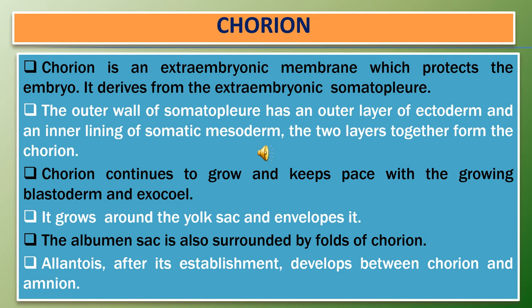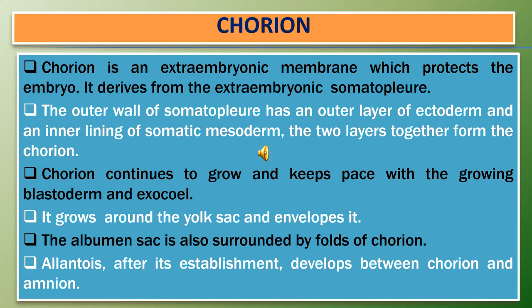Chorion. The chorion is an extra-embryonic membrane which protects the embryo. It derives from the extra-embryonic somatopleura. The outer wall of the somatopleura has an outer layer of ectoderm and an inner lining of somatic mesoderm. The two layers together form the chorion. The chorion continues to grow and keep pace with the growing blastoderm and exocoel. It grows around the yolk sac and envelops it. The albumin sac is also surrounded by folds of chorion.